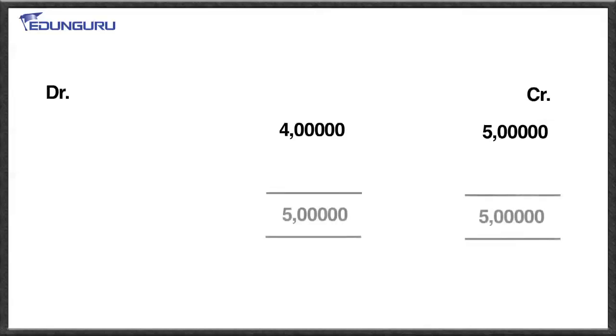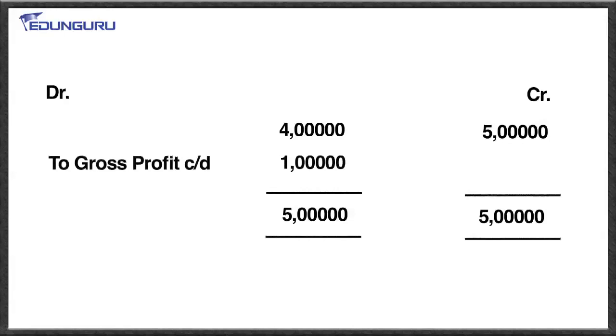Now, given all the names and examples that you have seen, considering our example, dear students, as you can see, 5 lakhs is on the credit side and 4 lakhs is on the debit side. 5 lakhs being the higher amount, how do we close the ledger? We record 5 lakhs on both the sides. 1 lakh falling short on the debit side, dear students, will be called gross profit carried down. The reason we call it gross profit is, dear students, this is not the final profit that we will be able to take home.